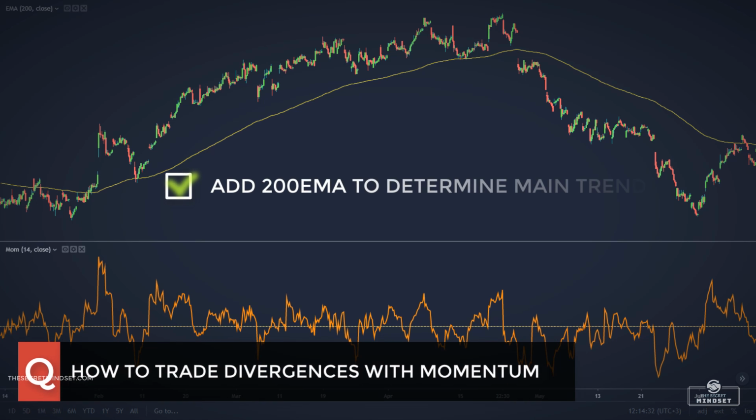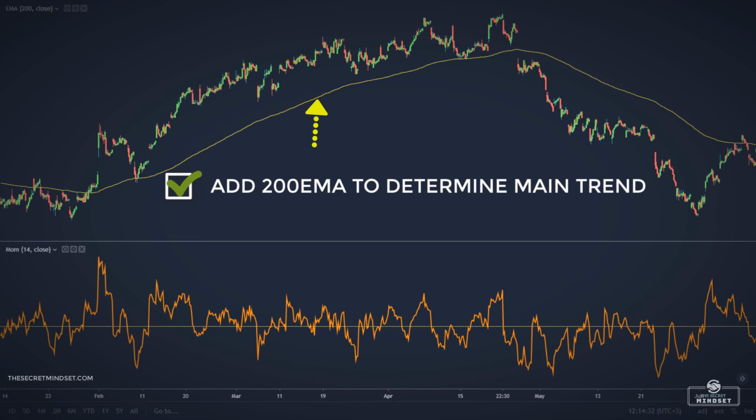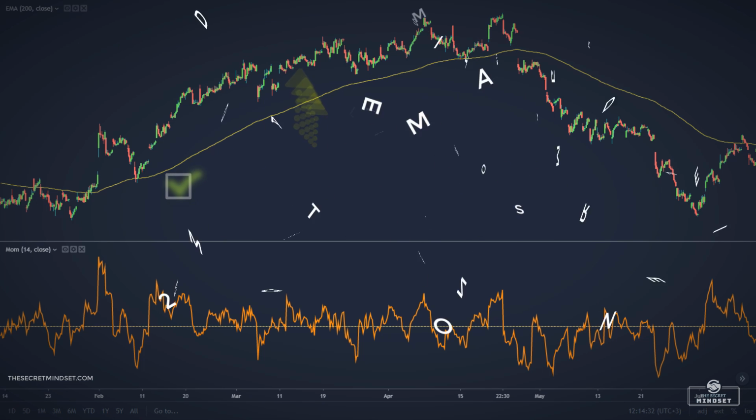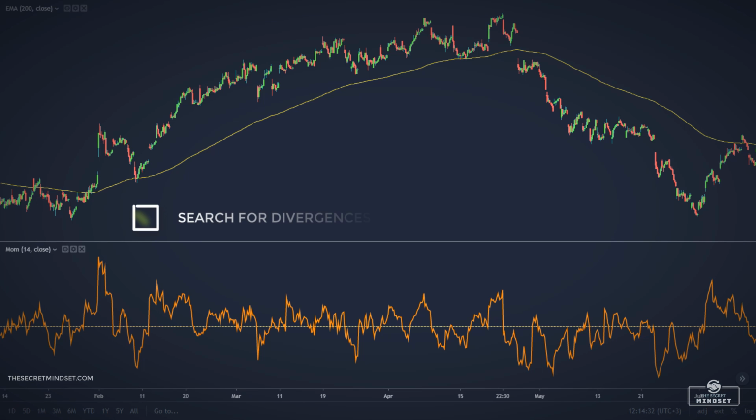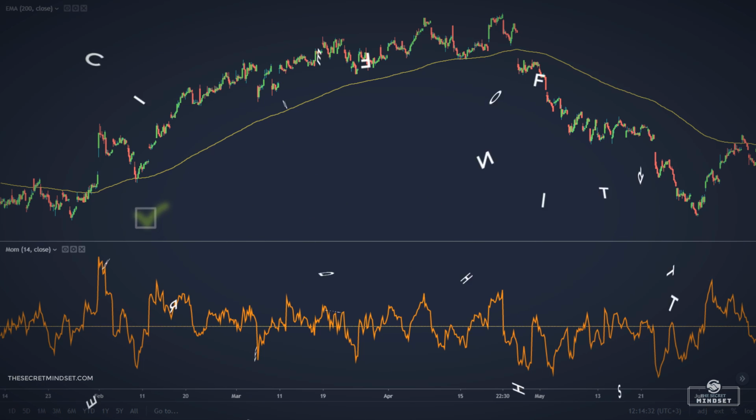I like to determine the main trend by adding a 200 period exponential moving average. When the price trades above the 200 EMA, I consider taking only long entries, and when the price trades below the 200 EMA, I enter only short trades. I search for divergences between the momentum and the price only in the direction of the main trend, indicated by the 200 exponential moving average.